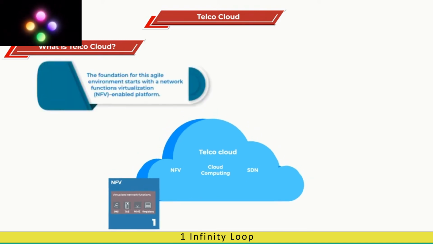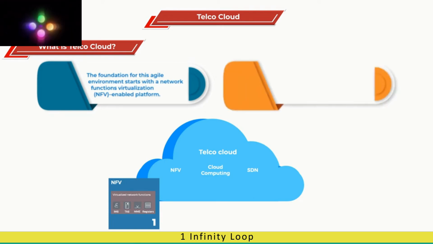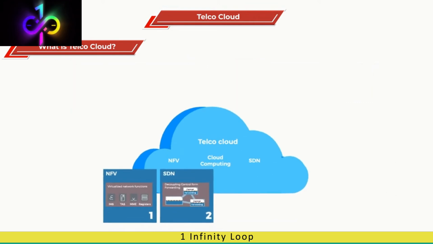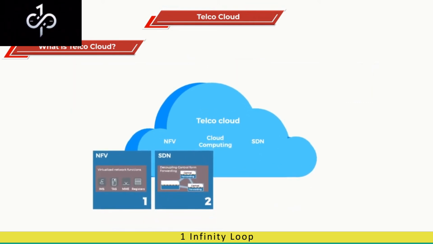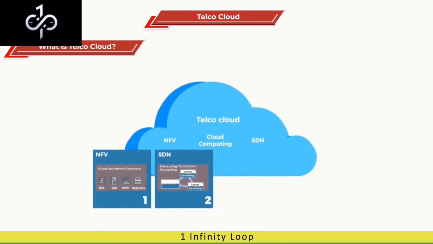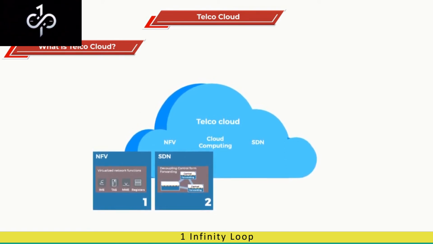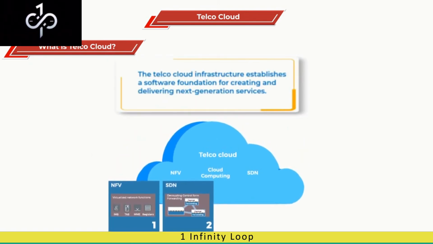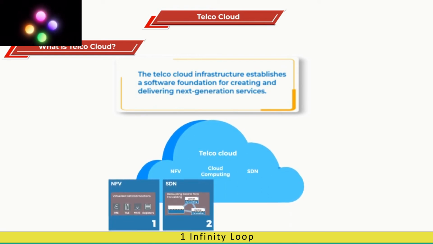The foundation for this agile environment starts with a network functions virtualization (NFV) enabled platform, sometimes referred to as telco cloud infrastructure. Creating an abstraction layer for the telco network, this layer of the telco cloud includes modern hardware resources to support modular cloud-native network functions (CNFs) as well as virtualized network functions (VNFs). The telco cloud infrastructure establishes a software foundation for creating and delivering next-generation services.